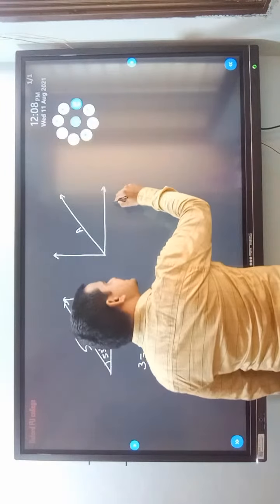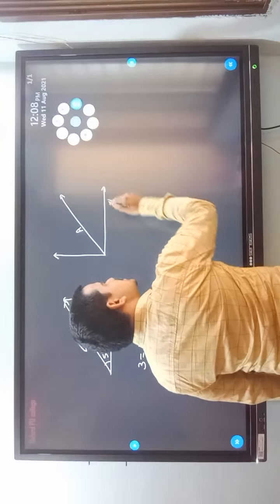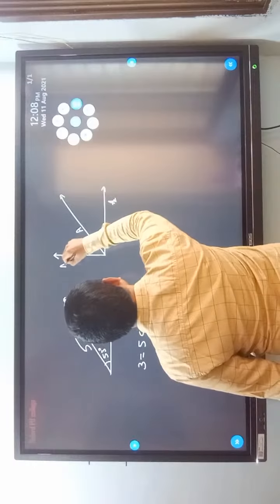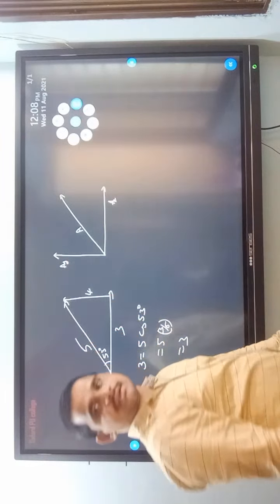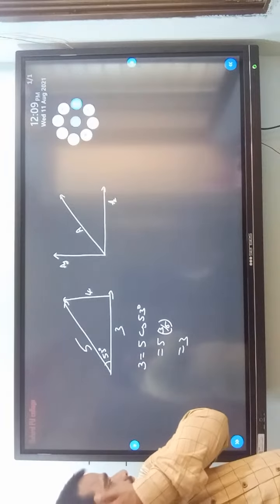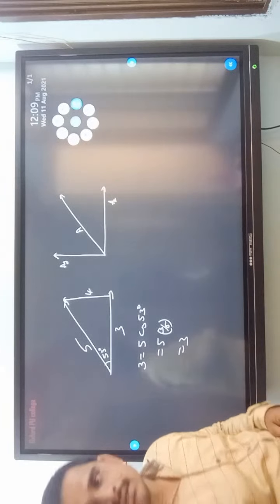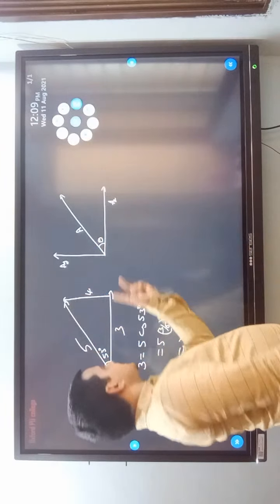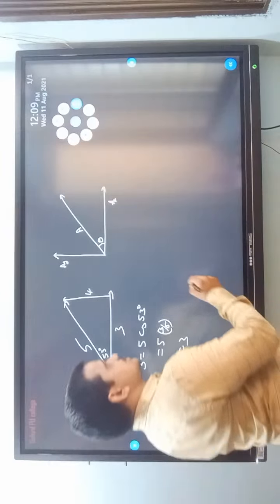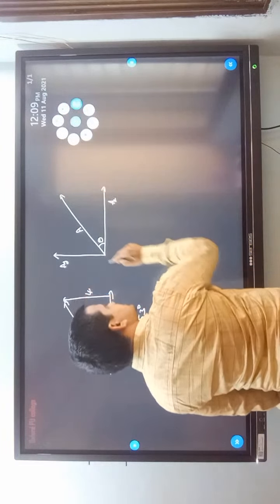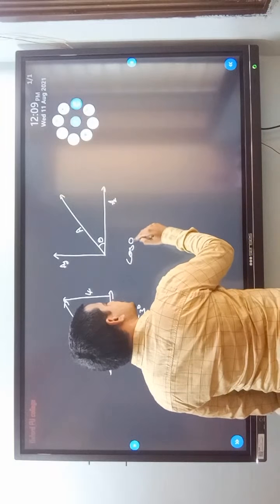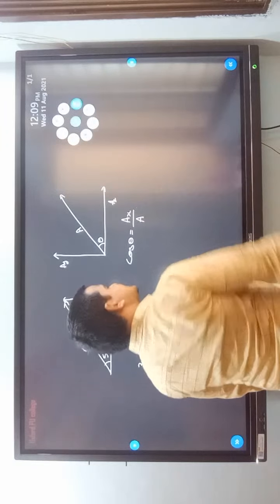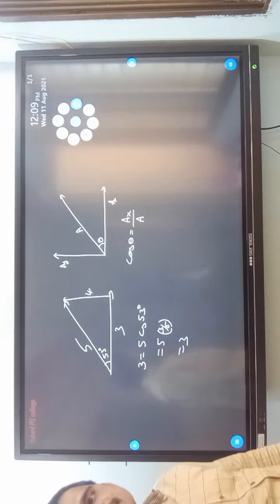I am calling this one the horizontal component AX along x-axis. And this component is along y-axis, so I am taking this one as the y-axis component. AX, AY, 2 components. This vector makes an angle theta with this. You can see a right angle triangle. From this right angle triangle, I can write cos theta is equal to AX by A.